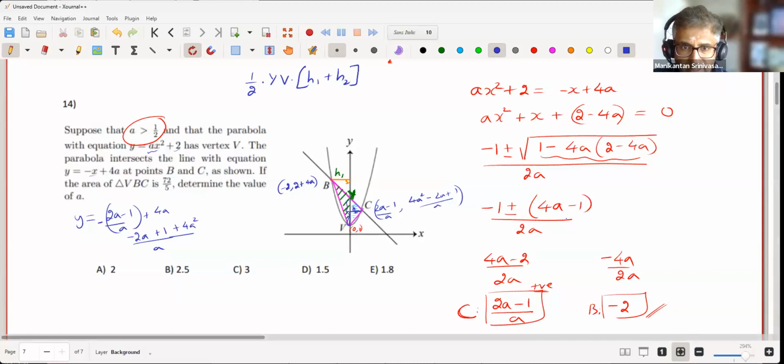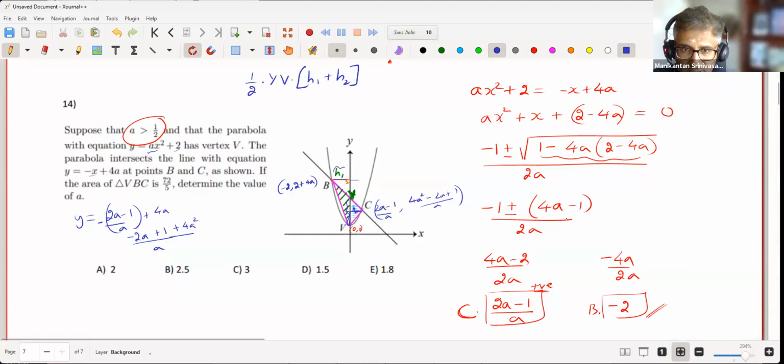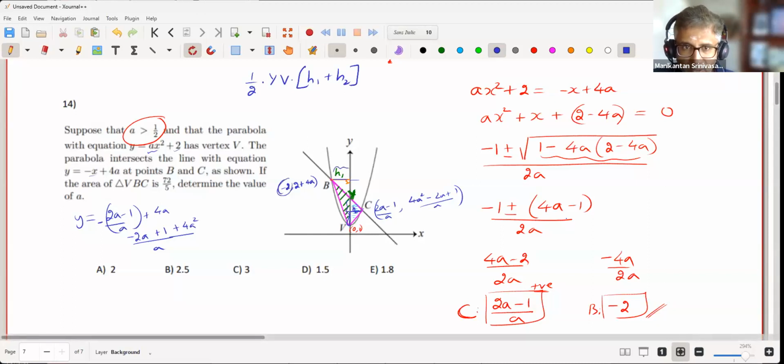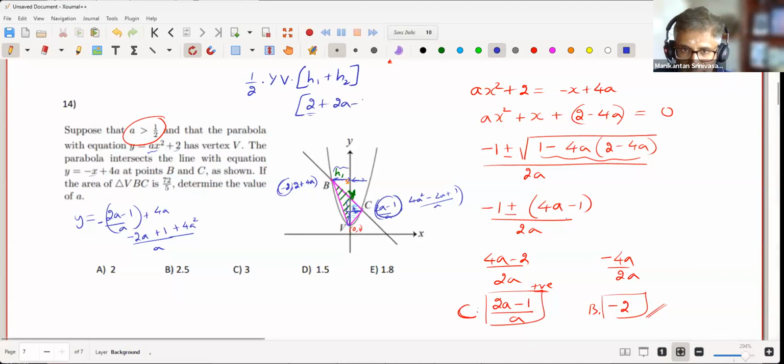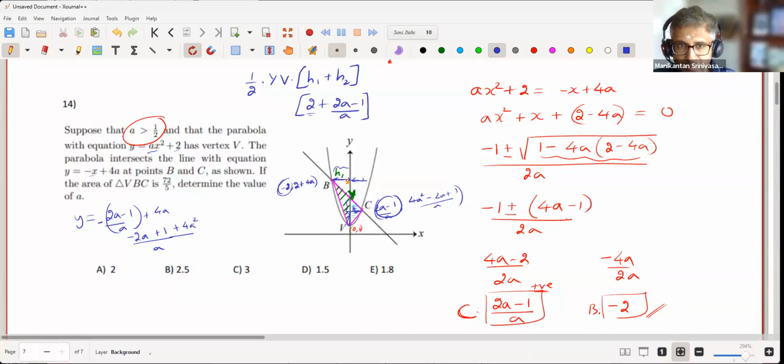Okay, but what is H1 plus H2? It's really the sum of the two x coordinates. As in, this x coordinate is negative, so I'll have to actually look at the sum, right? So the actual height is 2, giving this distance rather than displacement. Look at the distance. This is 2. And then this horizontal distance was 2a minus 1 by a. So I don't need the y coordinate really. So the sum of the two heights is this plus this.